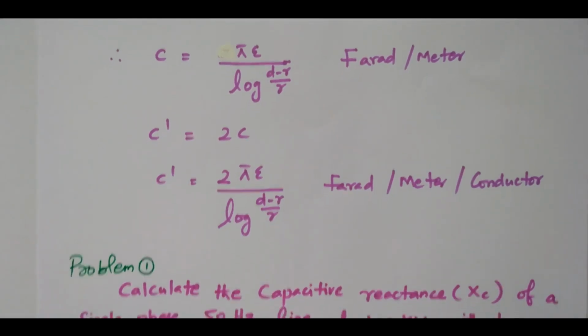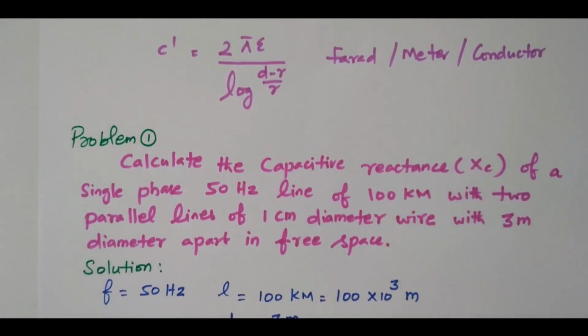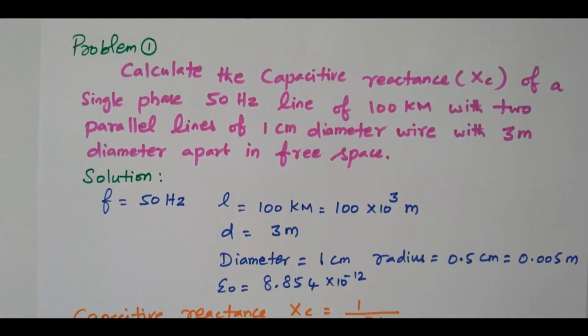Now we'll solve two problems. First we'll go to the first problem. In this first problem, calculate the capacitive reactance XC of a single phase 50 hertz transmission line of 100 kilometer with two parallel lines of 1 centimeter diameter wire, 3 meter apart in free space. So we need to find the capacitive reactance for a single phase transmission line. The frequency is 50 hertz. The length is 100 kilometer, that is 100 into 10 to the power 3 meter. The distance between the conductors is 3 meter. The diameter is 1 centimeter, so the radius equals 0.5 centimeter, that is 0.5 into 10 to the power minus 2, that is 0.005 meter.